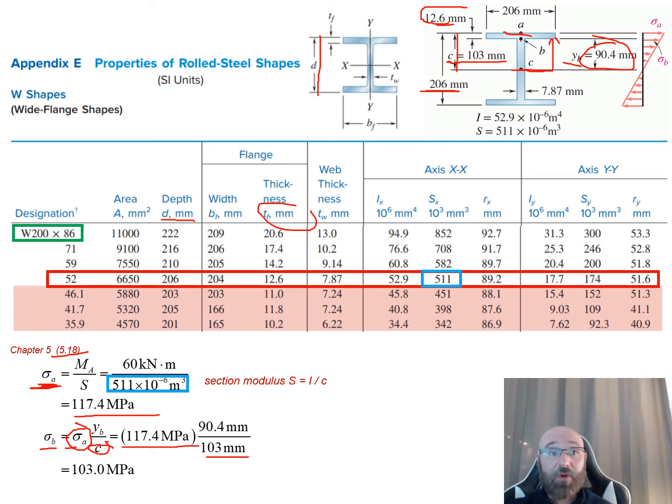There's our 117.4 megapascals. Now we have our y sub b, which comes right from here, our 90.4 millimeters, divided by our C value that we just solved for, which is half of our 206, or 103 millimeters. We can plug into this here. Again, pay attention to units. In this case the millimeters cancel with millimeters, so we don't necessarily have to worry about converting to meters, because units cancel out, leaving us just with megapascals. So our sigma sub b from this is 103 megapascals.